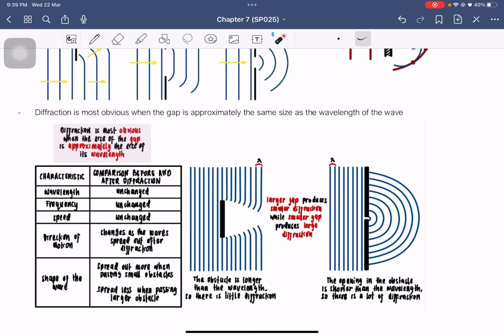The direction of motion, however, changes as the wave spreads out after diffraction. So now its direction, which was straight like this before, now goes inward like this. The shape of the wave also changes. It will spread out more when passing a small obstacle. Like this, it was straight, now it becomes more circular. It will spread less when passing a larger obstacle as shown here. So a much larger gap would produce smaller diffraction, while a smaller gap would produce a much larger diffraction.